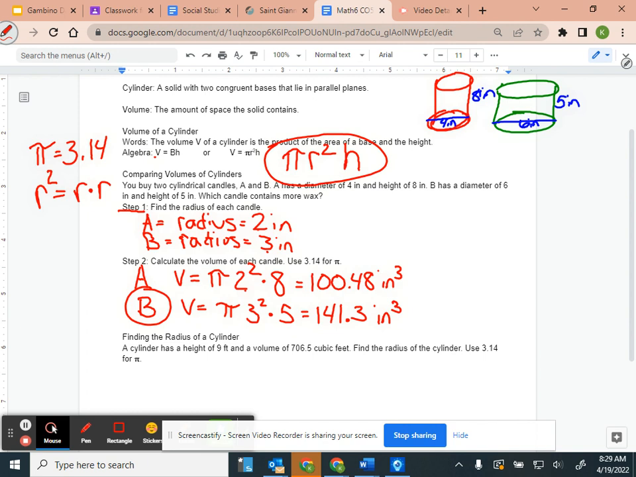So it's like we've been doing this whole unit. You have your formula, you plug in the numbers that you know, and you solve for your variable. Our variable here was the volume. So we just had to multiply them all together.